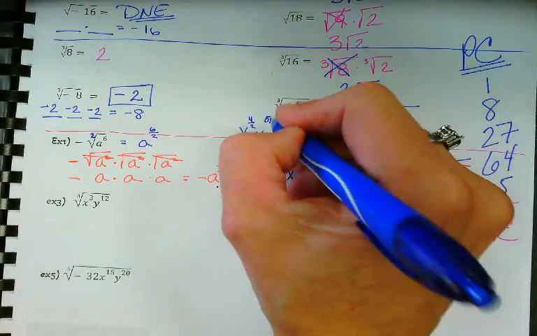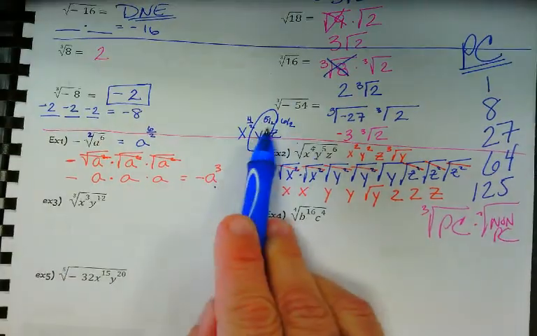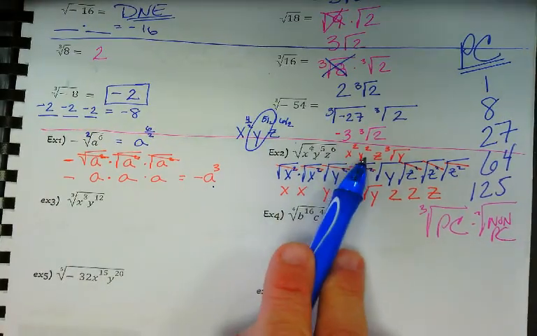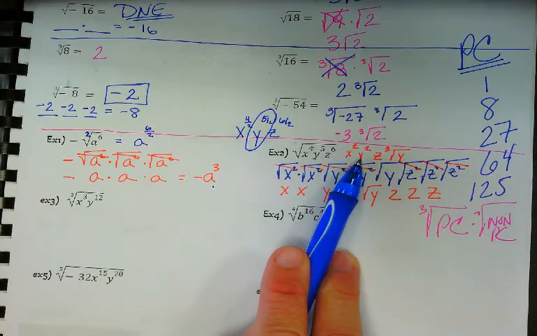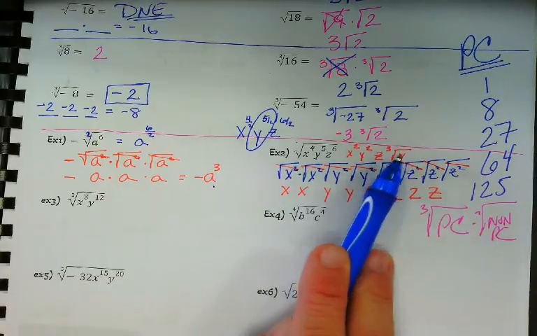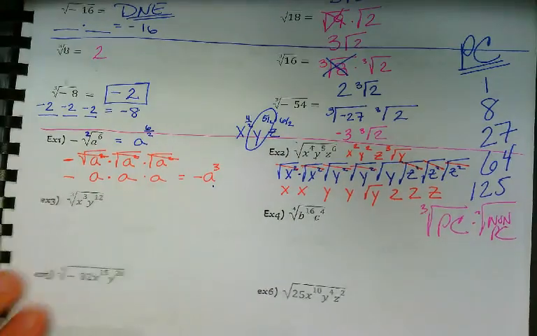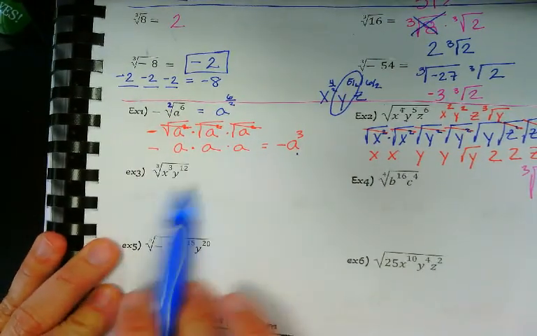Okay, now let's talk about this one. 5 halves. How many times does 2 go into 5 nicely? Twice, so I pulled out a y squared, and how many oddballs are left over? 1, so 1 has to stay in the root. There's 1 that did not come out. See if you can do this one without writing it out.